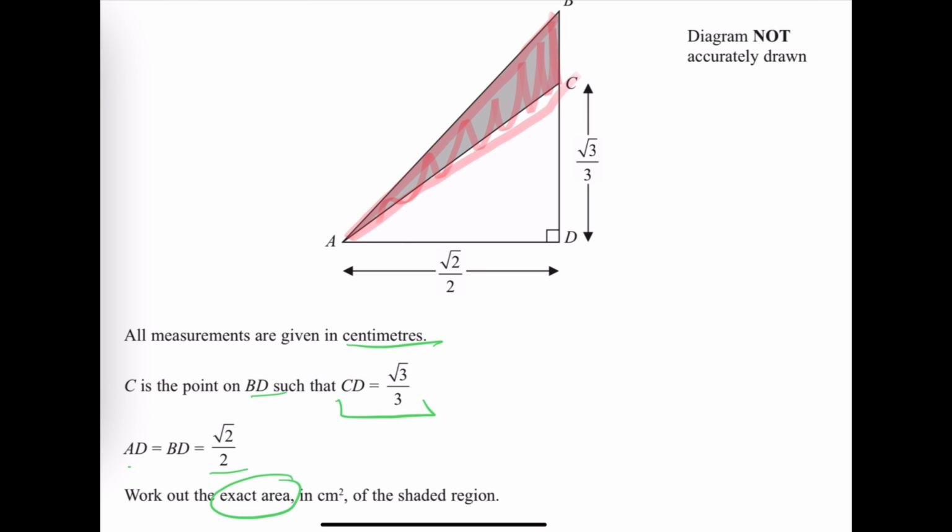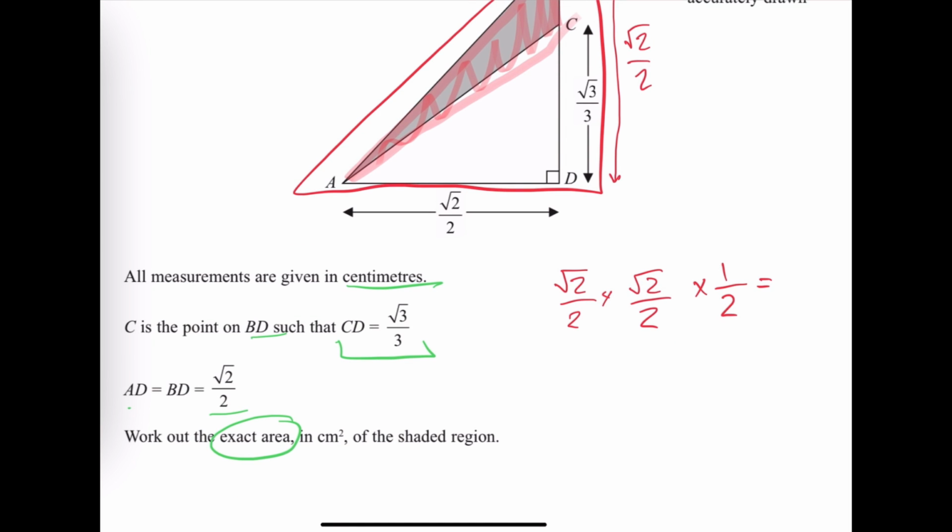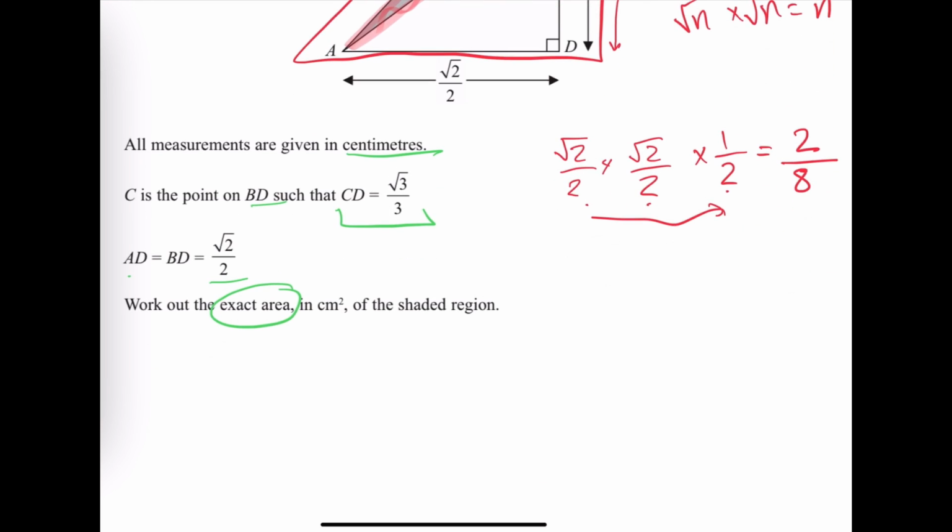So the first thing we are going to do is find the area of the whole triangle. Even though it doesn't show this on the diagram, if you read the question carefully, we know that BD is surd 2 over 2. So we do surd 2 over 2 times surd 2 over 2, and because this is a triangle, we times it by 1 over 2 as well. So we times all the numerators together and all the denominators together. Surd times a surd just means that it is the number inside. So surd 2 times surd 2 is just 2, times 1 is just 1, and 2 times 2 times 2 is 8. So the overall area of the triangle is 2 over 8.